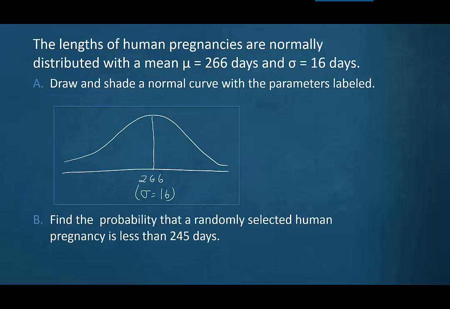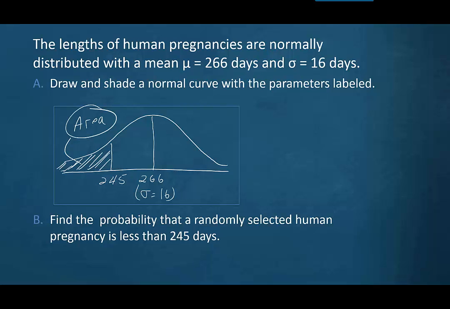So for Part B, it says find the probability that a randomly selected human pregnancy is less than 245 days. So this is where I'm going to put 245, just somewhere to the left of 266. I'm going to go and shade it. Don't have to spend a lot of time getting that exactly proportionate. We're going to put this relative to the 266. It's to the left of 266, because I know my answer here has to be less than 0.5. So if I happen to mess up and go the other direction, I'll know that something is wrong. I'm trying to find this area here.